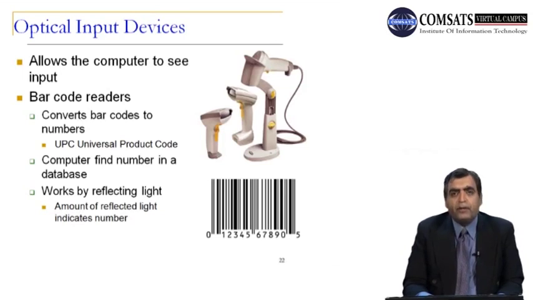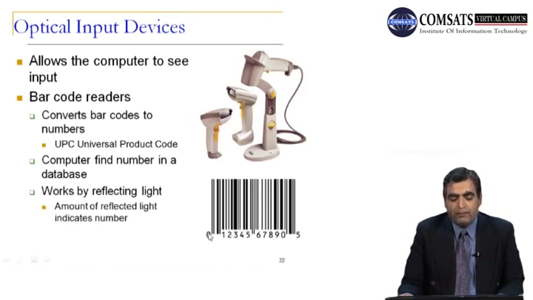The most common type of barcode reader is the flatbed model, which is commonly found in supermarkets and departmental stores. If you have ever visited the Metro supermarket in Islamabad or in Lahore or in Karachi, the flatbed was with the teller person, and sometimes they move the things over it to read the barcode, and if there is a difficulty, they use the handheld barcode reader. Basically, it converts the barcodes to numbers, and the barcode uses the universal product code, or the UPC.